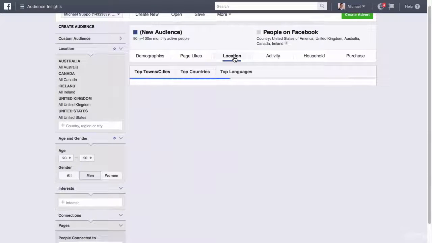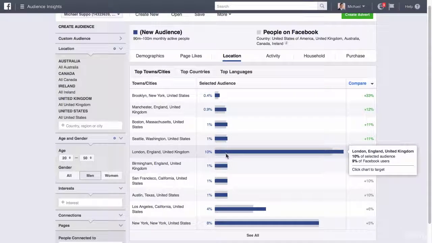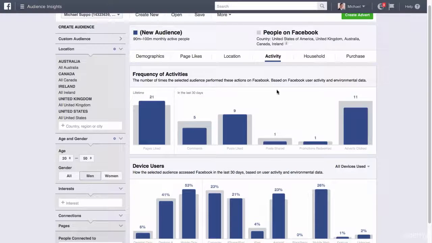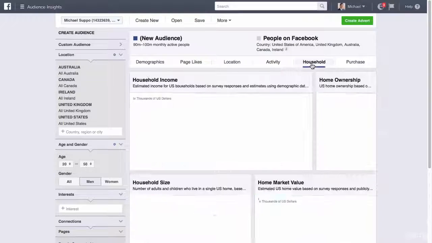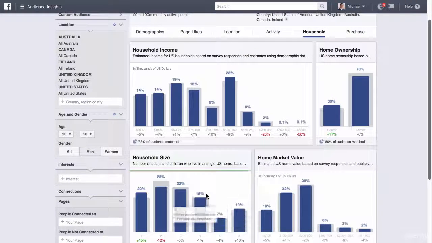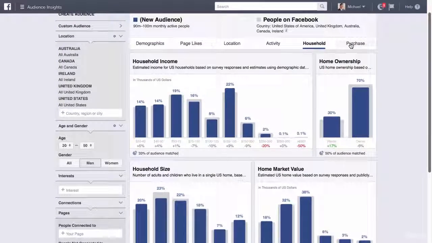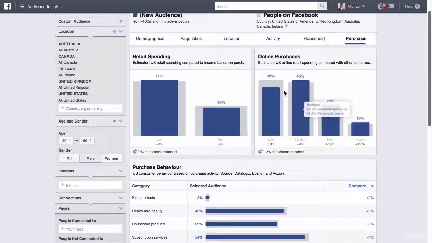We can look at the locations where most of the people are based. So we've got 10% of people in London, 8% of people in New York. It will show you what activities they frequently do. It will show you how interactive they are on Facebook. It will show you what their household income is. It will show you their household size, market value. This stuff is incredible. And we can also see their online purchasing behavior right here.